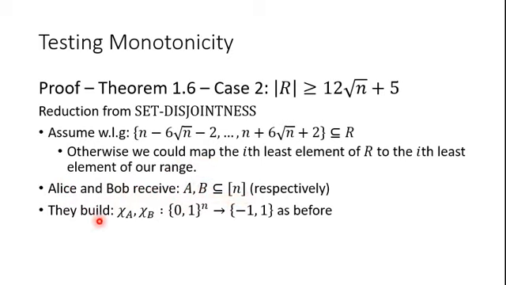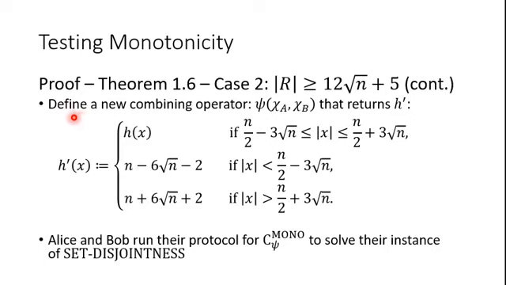And what they do is, again, they build chi-A and chi-B just as we saw before. The difference here will be that we will be defining a new combining operator psi of chi-A, chi-B that returns h prime. So h prime of x is going to be defined as such. So we have Hamming weights in the middle range. In this case, it will be exactly h of x.